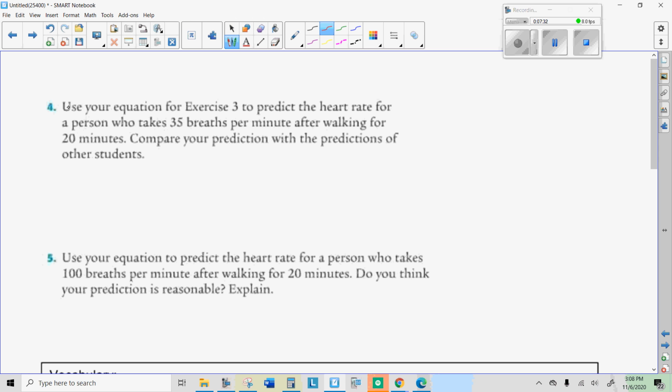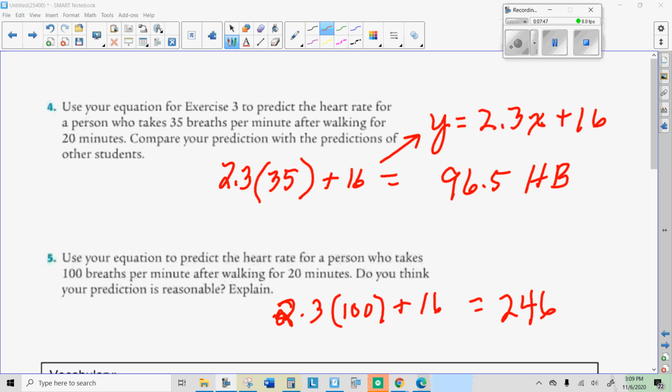We're going to make a couple of predictions here. Go ahead and use my equation and answer these two questions. Here's my equation: 2.3x plus 16. Okay, go for it. Now in the second one, you came up with 246 heartbeats.